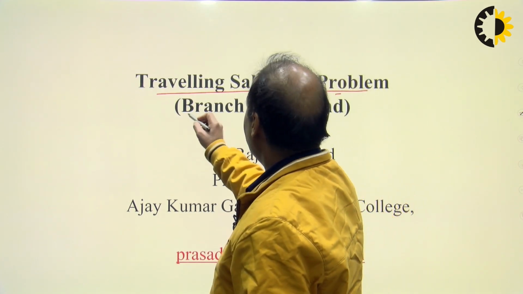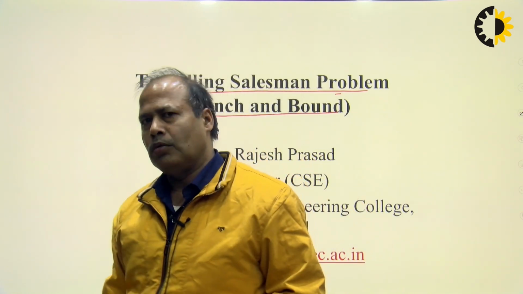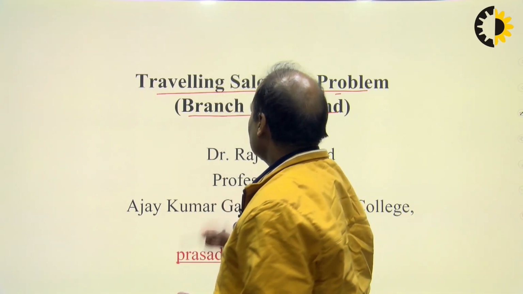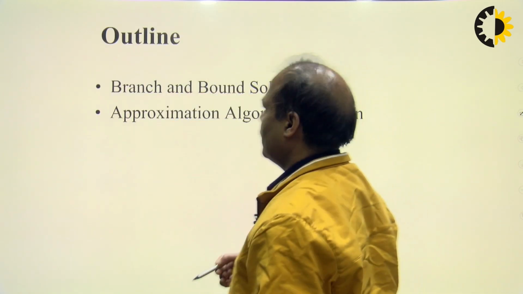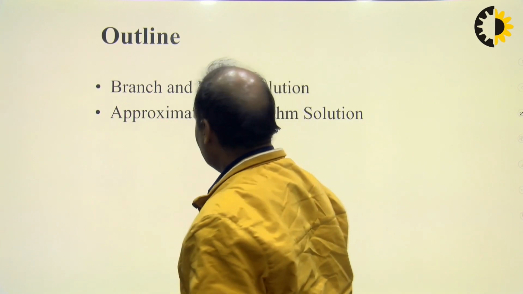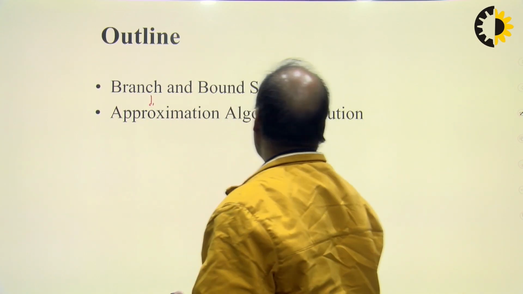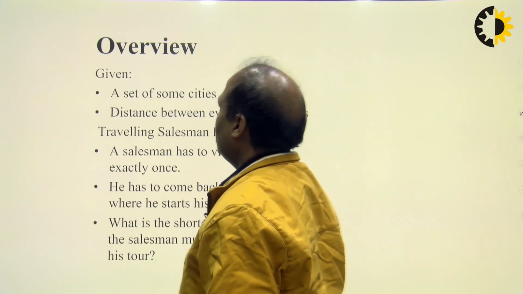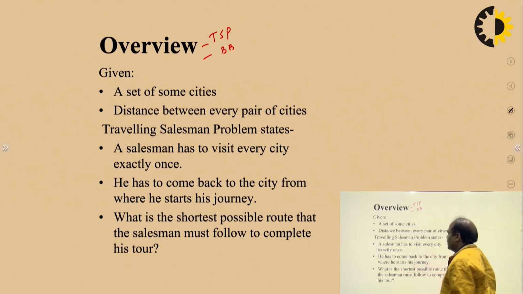One of the very popular approaches is branch and bound together with backtracking. Branch and bound is an optimization approach, while backtracking is a permutation approach. We are going to discuss the branch and bound solution of this TSP, and next, how to get an approximation algorithm solution. Let's have a brief look at TSP, and then we'll talk about the branch and bound technique. Then we'll start understanding the problems.